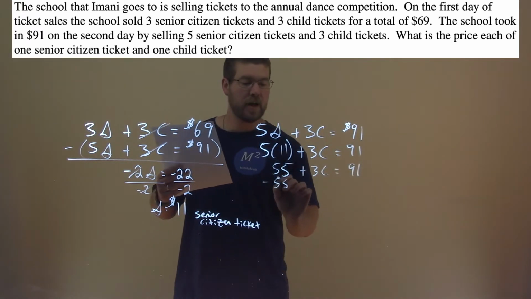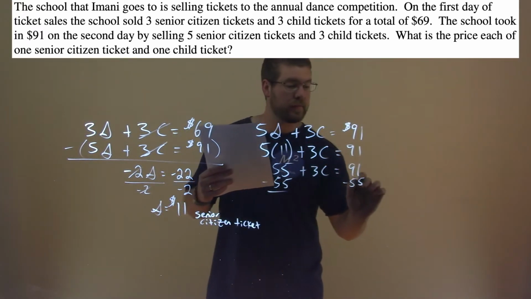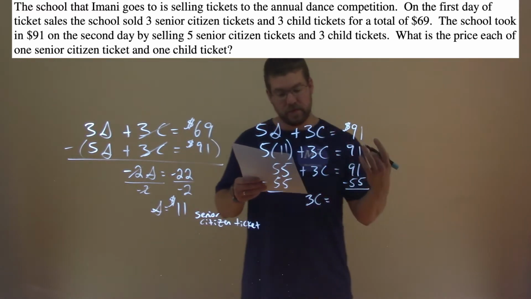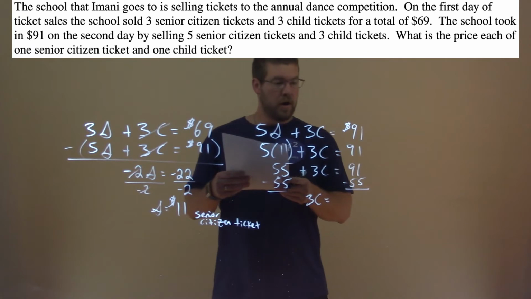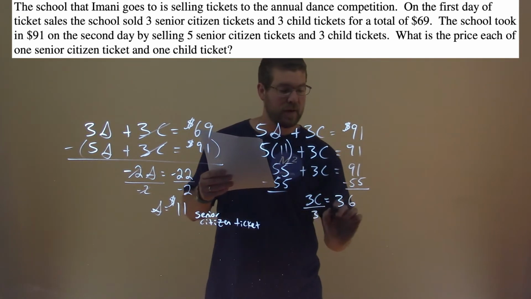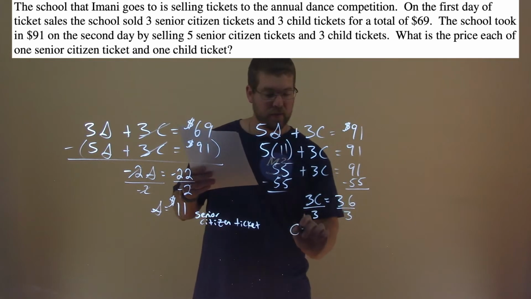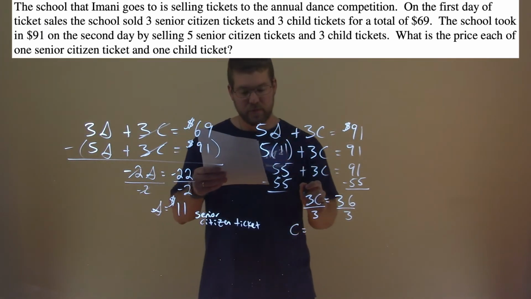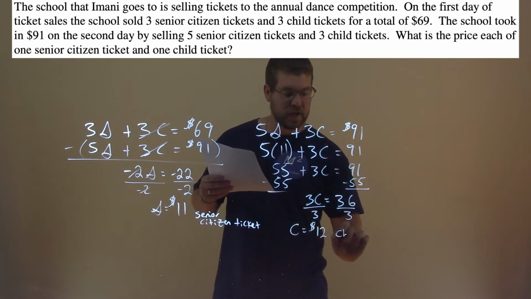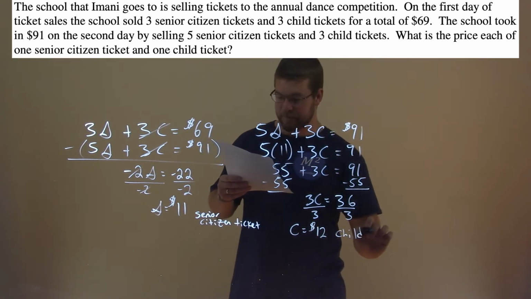Subtract 55 from both sides, and 3c equals 91 minus 55, which is 36. Divide both sides by 3, and c equals 36 divided by 3, which is 12. That's $12, and that's the price of a child ticket.